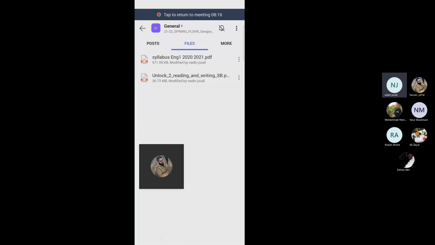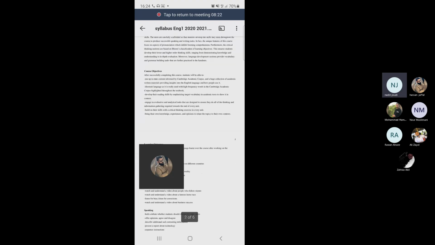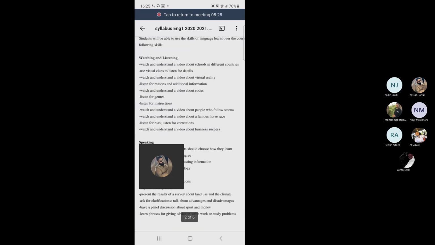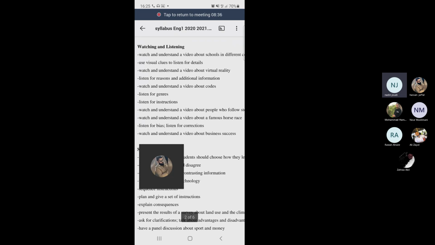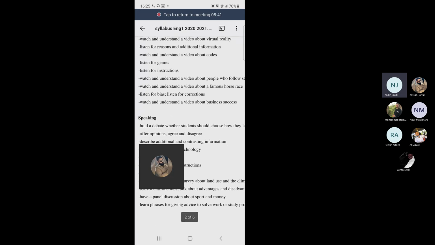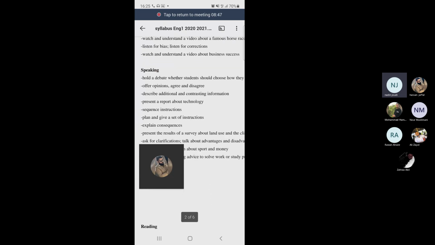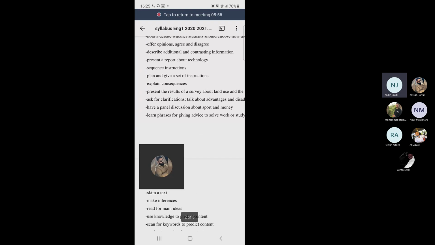It tells about the requirements for the course. This course is English and we are going to study the following. What are we going to study? Together we are going to listen to certain scripts and videos about schools, about people, about competition. We are going to speak together. You have to give your opinion. Agree or disagree. You have also to give instructions.